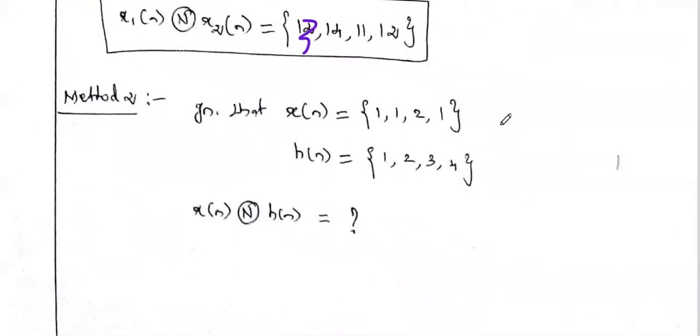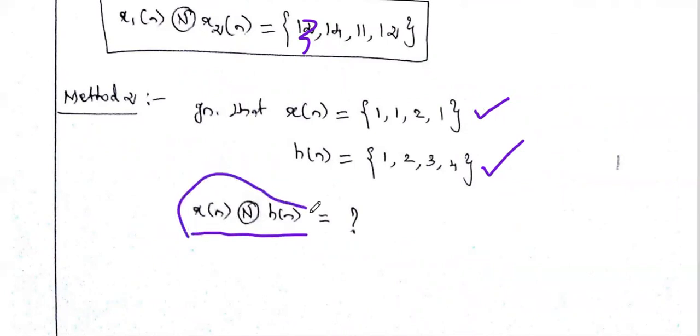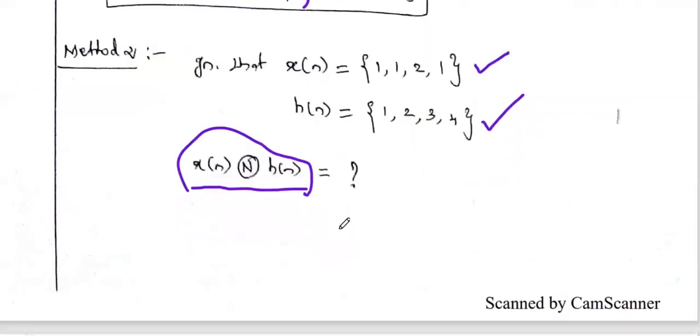So in method 2, what are the two given data? The x of n, the input applied to the LTI system, is given, and the impulse response of that particular system is given. Our question is to perform the circular convolution of the input sequence x of n and h of n. So how can you find this x of n convolution with h of n?